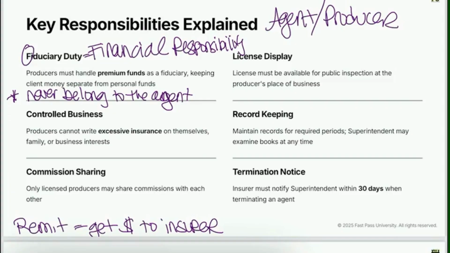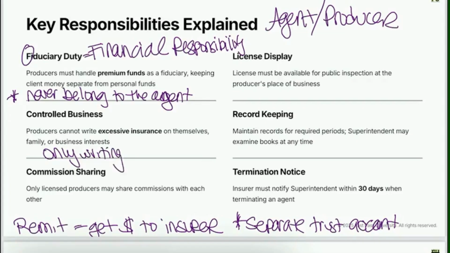Controlled business. Producers cannot write excessive insurance on themselves, family, or business interest. Okay, so this is like only writing it on self and family or friends. Okay, so you're absolutely going to write a policy on yourself. You're going to write policies on your friends and family, right? Those are your best first customers. Okay, but basically, you cannot get an insurance license just to write insurance on yourself, family, and friends, and then never for anyone else. That would be considered controlled business.